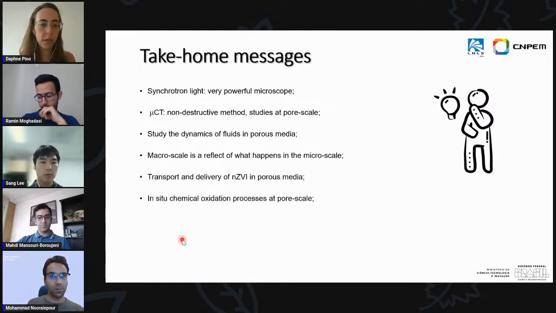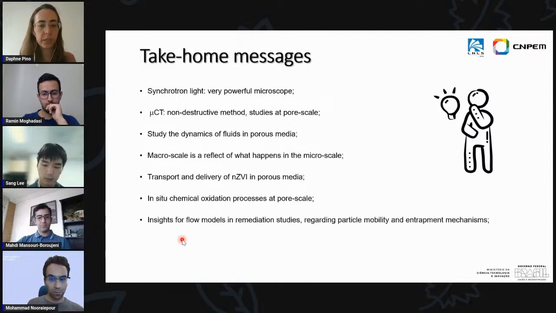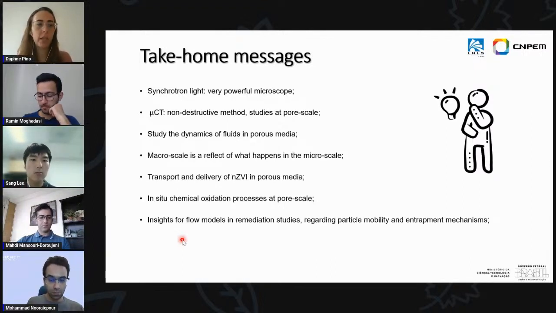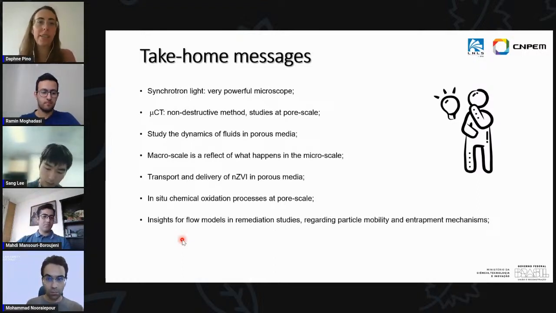and that's why this is important for fieldwork studies, for fieldwork remediation processes. So we had the example of transport and delivery of nanoparticles in porous media, and a quick pass through the chemical oxidation processes at the pore scale. All of this brings insights for flow models in remediation studies, because we often have a whole remediation project, and sometimes it doesn't work exactly like we were hoping for. So it's very important to understand these particle mobilities and entrapment mechanisms.